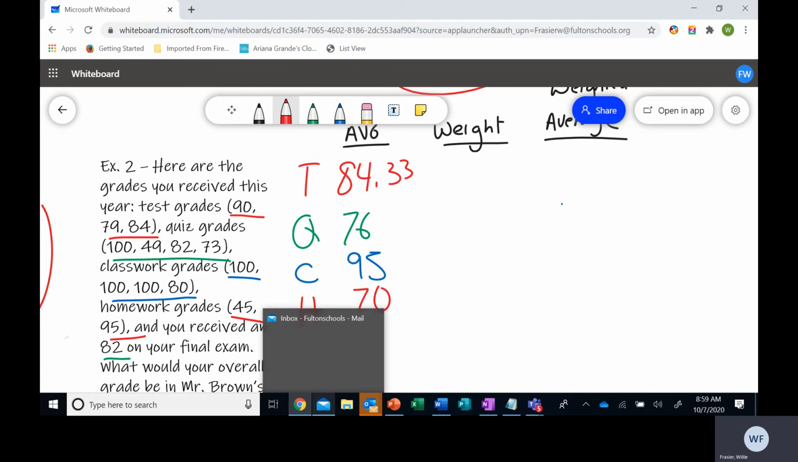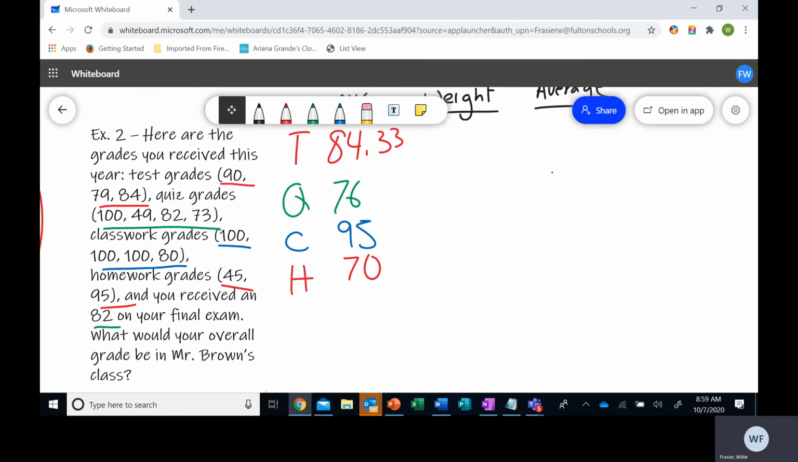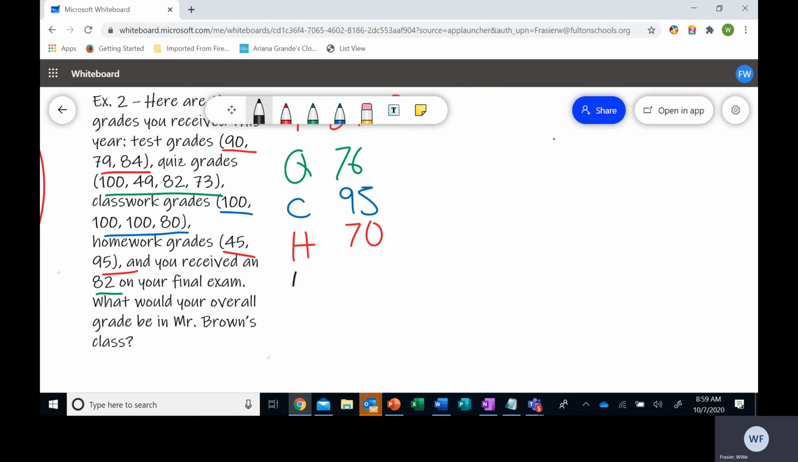Okay, so now, what else do we have left? Well, they give us the final grade. Yeah, then they give us the final. The final is an 82. So that one, we don't have to do anything with it. All right, so what do we do next?